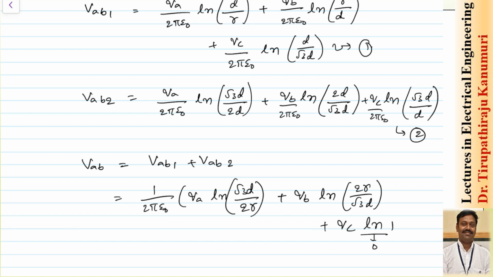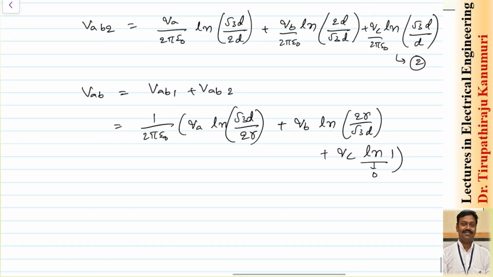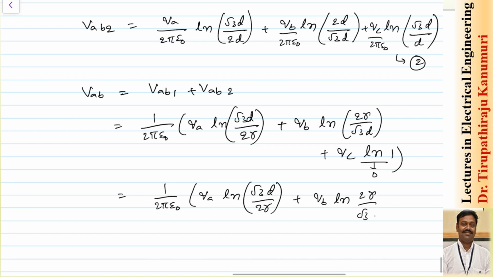So, ln of 1 will be equal to 0. So, this will become equal to 0. So, this I can further simplify as 1 by 2 pi epsilon naught into QA into ln of root 3D divided by 2R plus QB into ln of 2R divided by root 3 into D. This is what we get. So, let us take it as equation number 3.